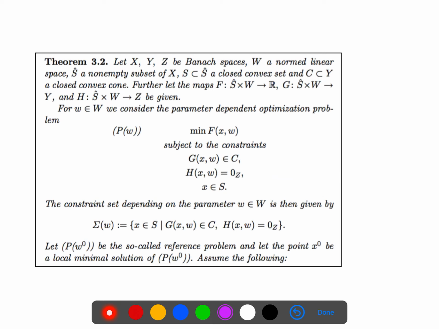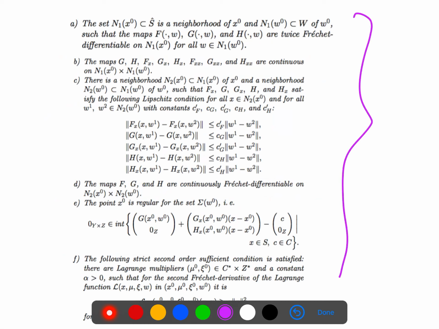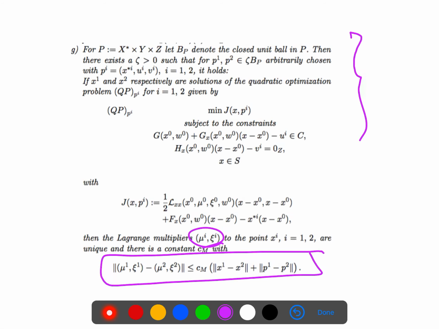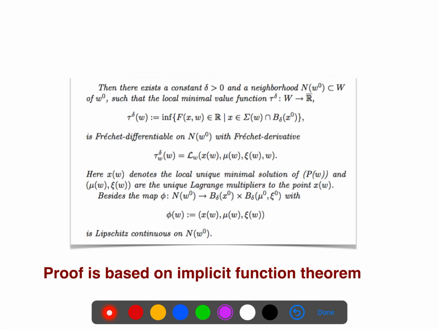And we need to know that this is a long theorem that says if this minimization problem has these assumptions as well as this assumption, then we can say that the Lagrangian multipliers, I mean mu_i and xi_i, are unique and satisfy this inequality.